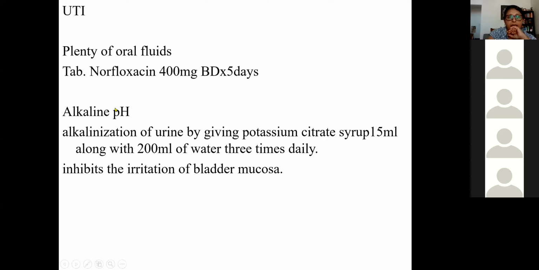But this is an empirical treatment. If you do the culture and sensitivity, you will find out the correct drug, and that can be given. But in places where there are no facilities for culture and sensitivity, you can give norfloxacin straight away. It is an empirical treatment. Please write down. And once you finish, one of you can tell me it is over.